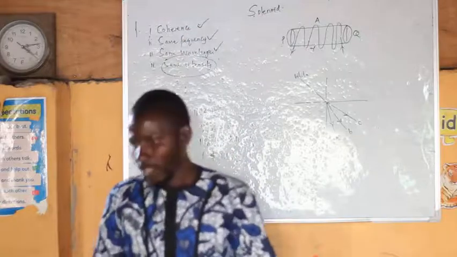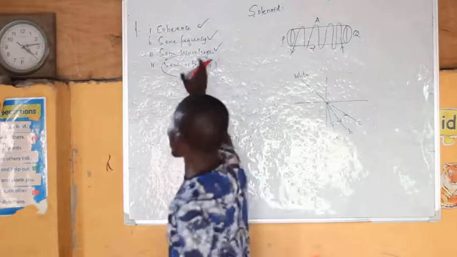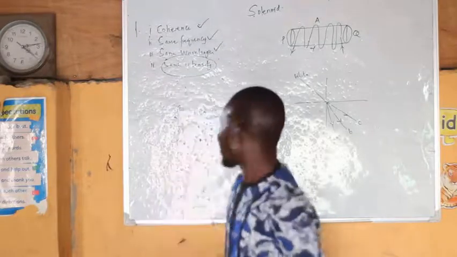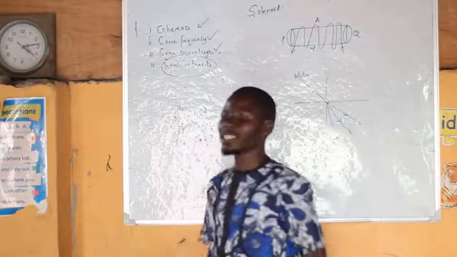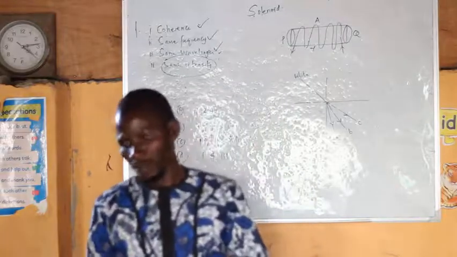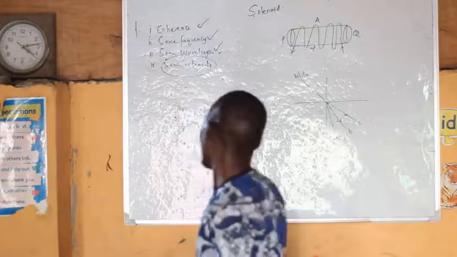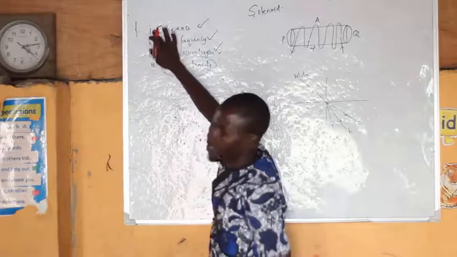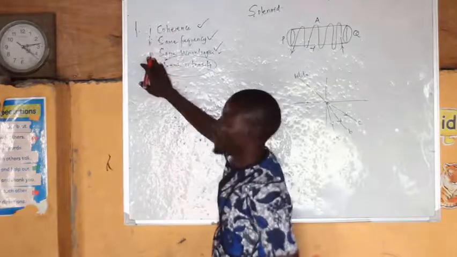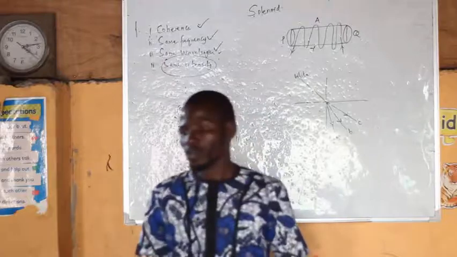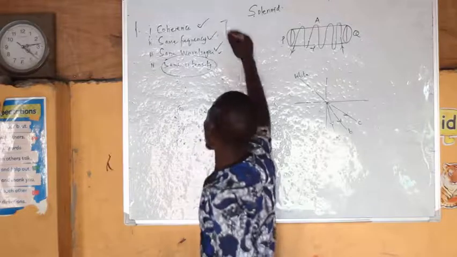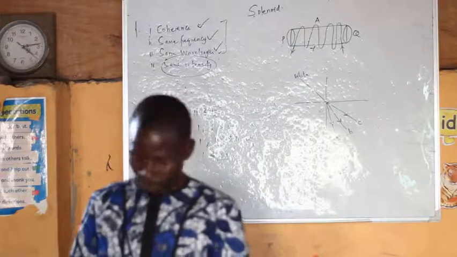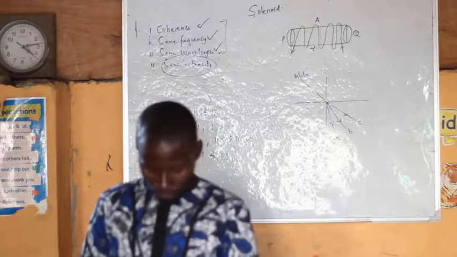Some of the properties of an interference are that they are coherent. They also have the same frequency, and their wavelength, or you say their amplitude, are the same. So therefore, our answer would be C, which is your I, your II, and your III. So these are the three properties of an interference. Is that clear? Now let's go to number 2.